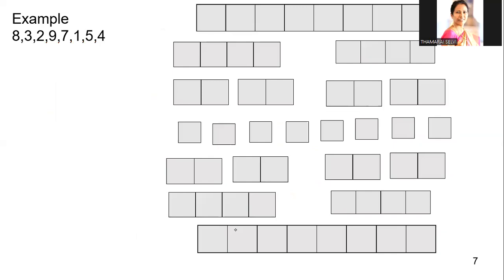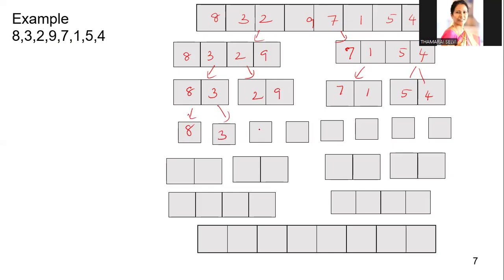And here is an example of how merge sort performs the process. Here assume A is 8, 3, 2, 9, 7, 1, 5, 4. Initially it is a single array. Now it splits into 2 arrays. The first half is 8, 3, 2, 9 and the second half is 7, 1, 5, 4. Okay, so split into 2, and again each will be split.